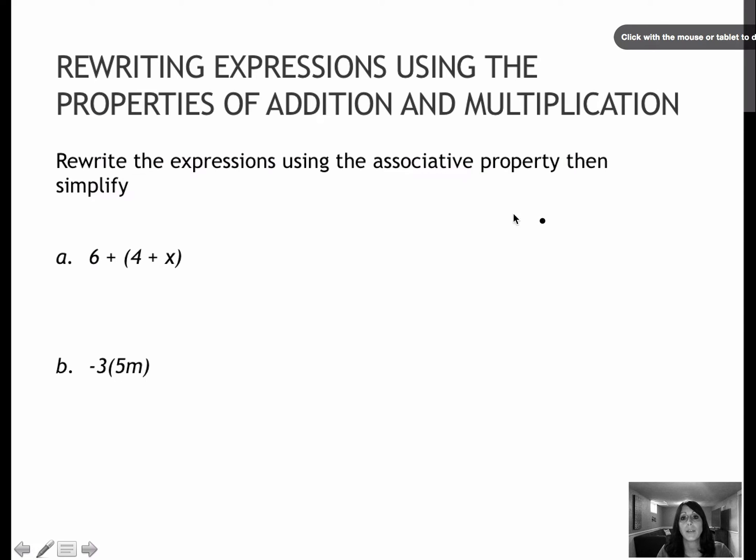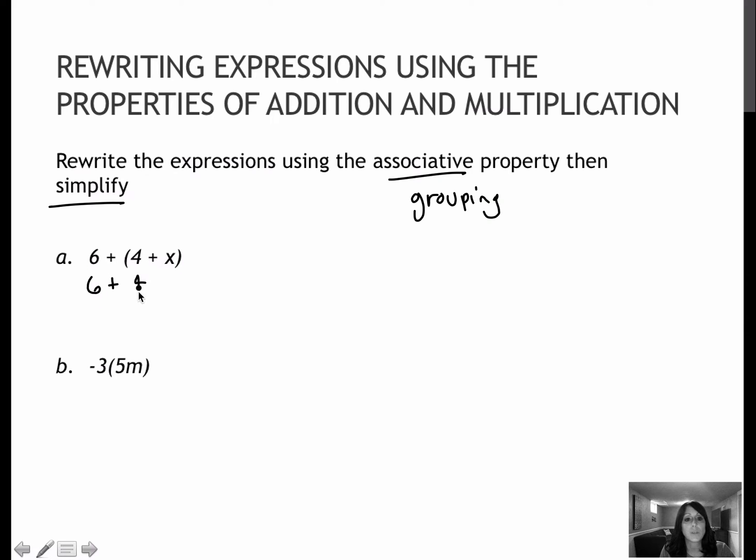The associative property, remember, has to do with grouping. So if you'll notice, the expressions are already grouped. I'm asking you to group them differently and then simplify. So for instance, on the first one, I have 6 plus 4 plus x. When we use the associative property, my order of terms does not change, but instead of grouping 4 and x, I'm going to group 6 and 4. I would do that because 6 and 4 are like terms, and then I could combine 6 and 4 to get 10, and that would be my 2 answers. So this is rewritten, and this is simplified.